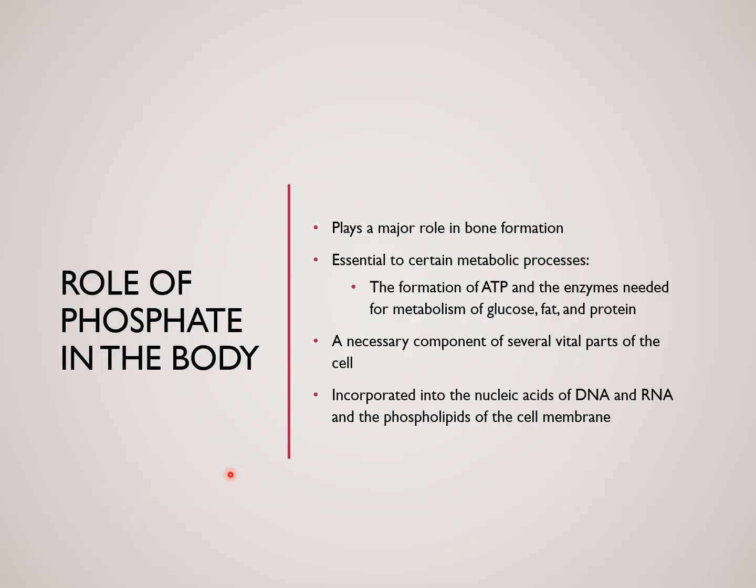And we'll move on to phosphate. There's a very close relationship between phosphates in the body and calcium in the body. So phosphate plays a major role in bone formation. We need phosphates just like we need calcium to mineralize bones. Phosphate's also essential to a lot of the metabolic processes within the body. It's essential to the formation of things like ATP, and a lot of the enzymes that we need to metabolize glucose, fat, and proteins are phosphate based.